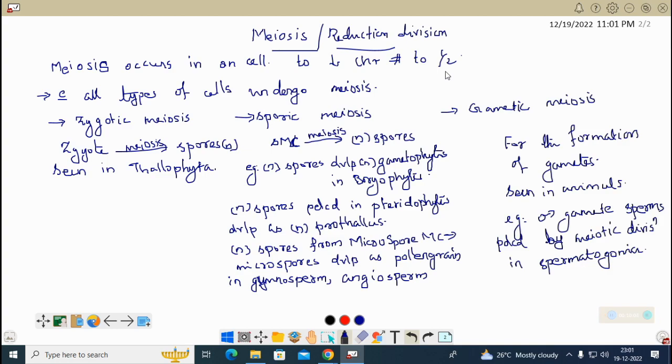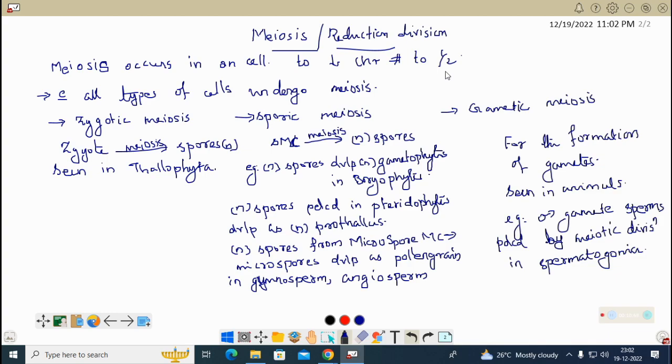Sporic meiosis: the spore mother cell undergoes meiosis to produce the haploid spore. Remaining all plants show sporic meiosis. Example, bryophyte. Bryophytes are haploid, gametophytic plants, and this gametophytic plant produces antheridia and archegonia as the reproductive structures. Antheridia produce the antherozoid, the haploid male gamete, and archegonia produce the egg, the haploid female gamete. As they are produced from the haploid gametophyte, they are produced by mitotic division.